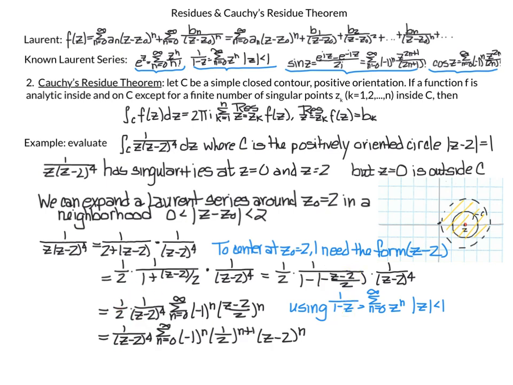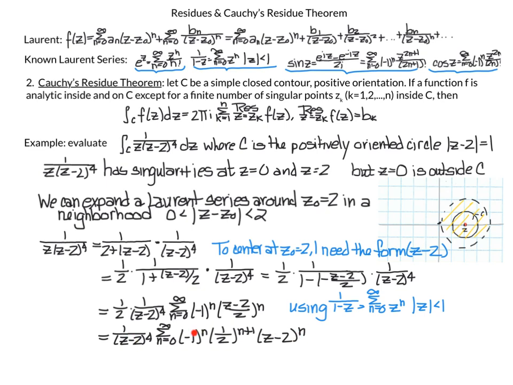I moved this 1/2 to combine it with the 1/2 here in my summation, so I still have my 1 over z minus 2 to the 4th summation minus 1 to the n. Now I have 1/2 to the n plus 1, again combining this 1/2 to the n with this 1/2, and then I have z minus 2 to the n.